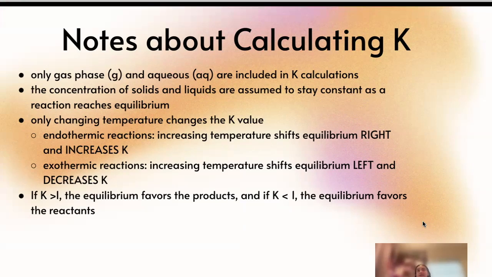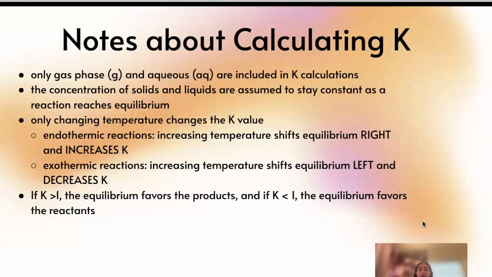There are also ways to change the K value. If you change concentration or you change pressure or volume, you'll find that your K value ends up leveling out and going back to what it was. However, if you change the temperature of your reaction, you change the K value. And this depends on if the reaction is endo or exothermic, which we can relate back to Le Chatelier's principle.